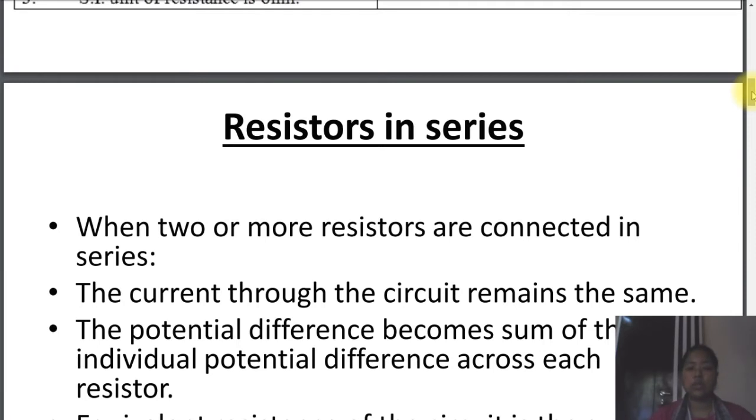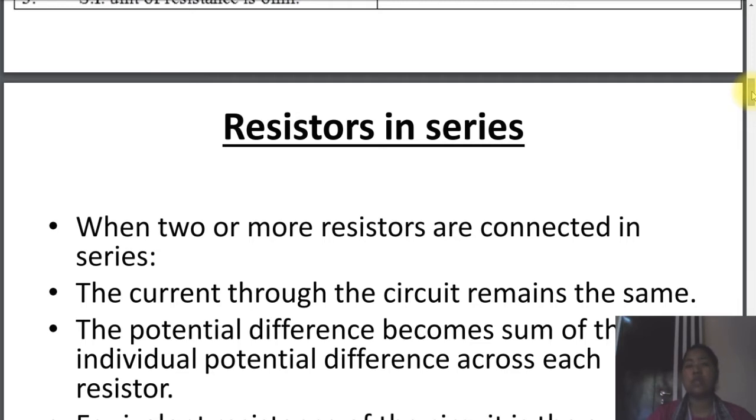Now we'll start today's topic, where we have one component, the resistor, through which we measure the resistance of any conductor or any material. If we have many resistors in our electrical circuit, then how will we connect many more resistors in our electrical circuits?